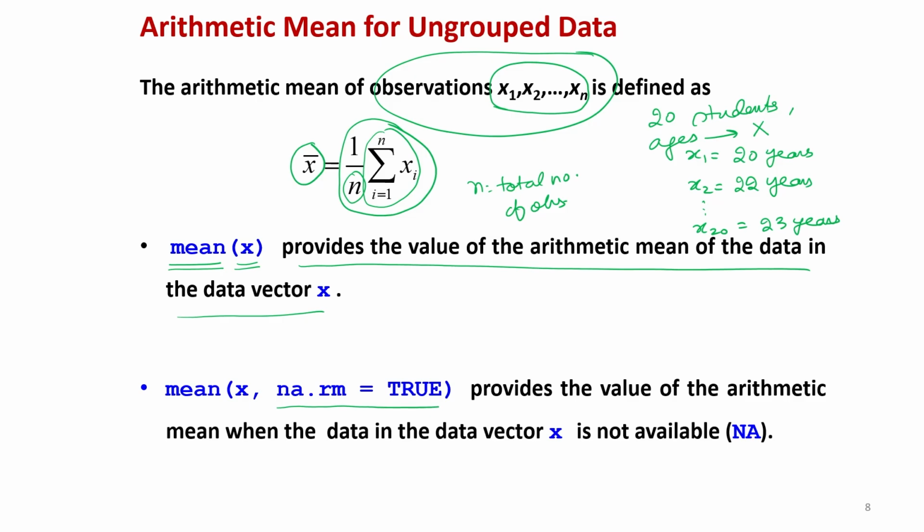Recall that we had discussed that if some data is missing, then it is indicated by capital N, capital A, NA. And then in that case, we use the command mean for the data vector x, in which some values are indicated by NA, and we inform na.rm, that means remove NA values, and then compute the function, right. So mean of the data vector x with na.rm is equal to TRUE will remove the missing values from the data vector, and it will find the arithmetic mean of the remaining values.